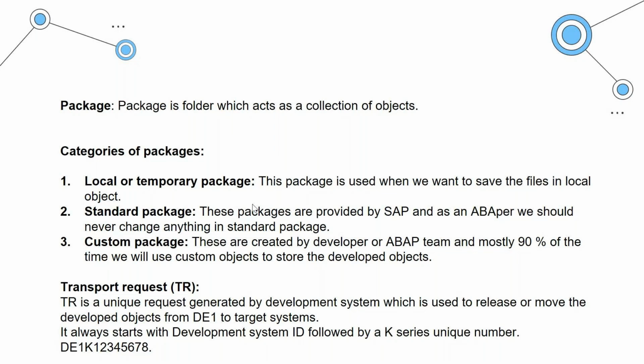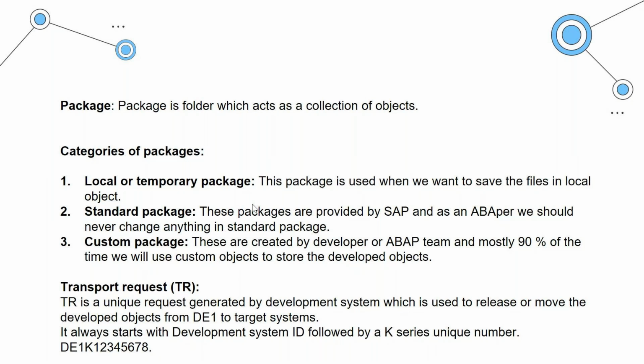So first category, local object. If you're saving it as a local object, then you should use the local package. $TMP is the package name. Standard packages, you should never use. Then custom packages, you can use to store the custom developments that you are doing in the system. Simple.